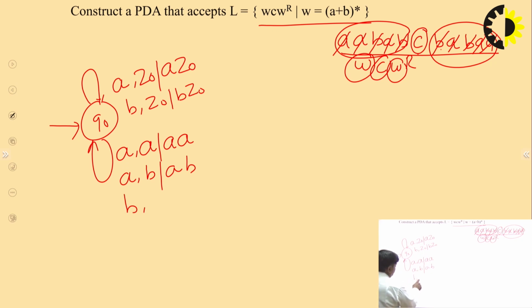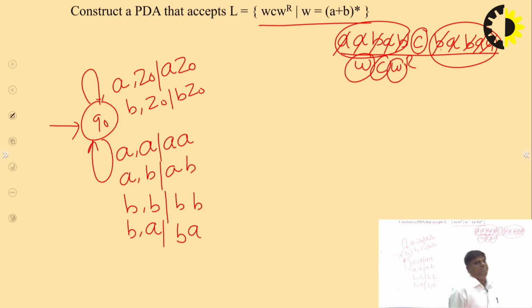Then B, B, and B, B. And B on top of this stack, and B, A. For these four statements, W R is inserted, because after W, A or B can become... A before can be B.